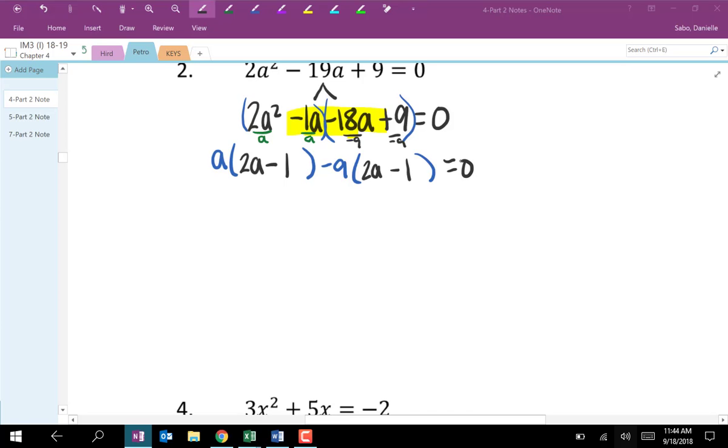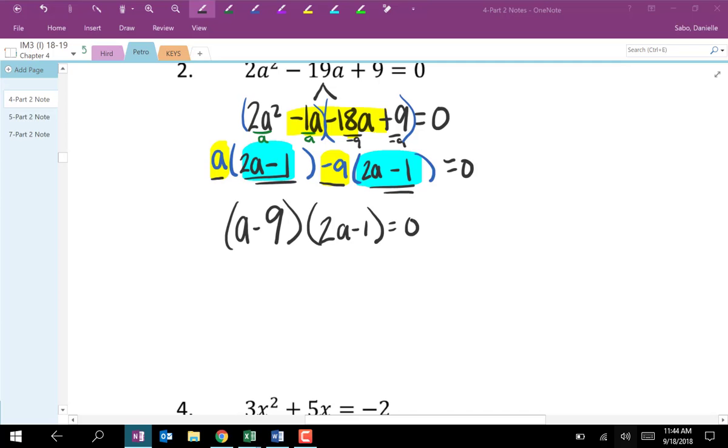And look at that. We're ready to go. The first two can be highlighted and the second two can be highlighted because that makes my groups. It does not matter which order you write it as long as they're grouped with each other. So this group is a minus 9, and this group is 2a minus 1. This one seemed a lot easier than the last one. I think it's just because it was the first one. It was going a little slower. It was new. Now we're starting to get used to it a little bit, not too much.